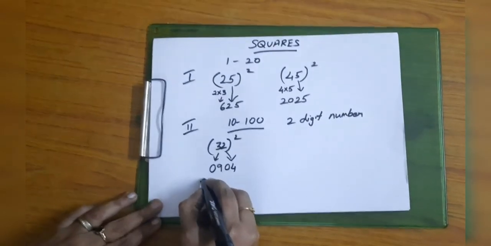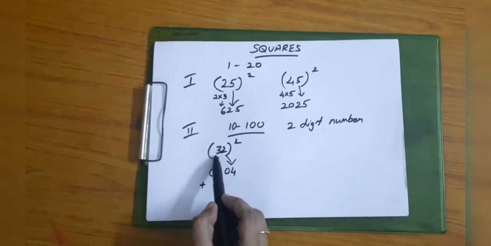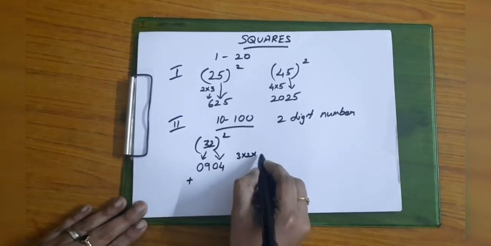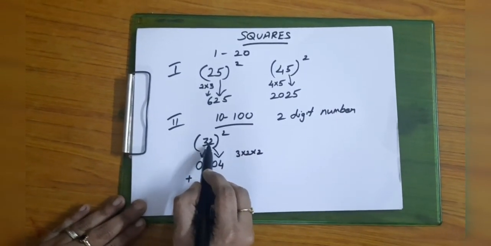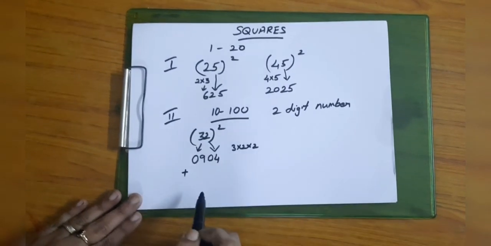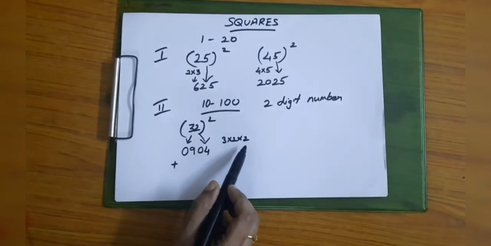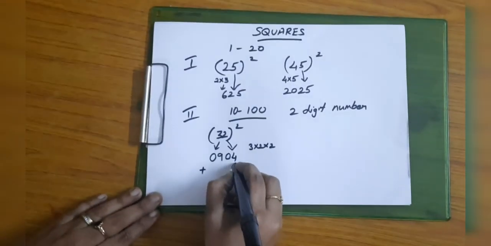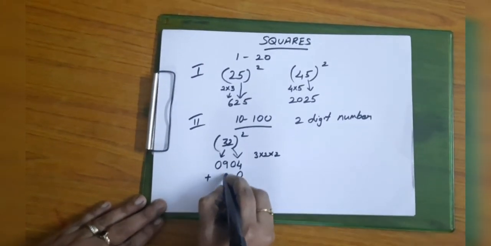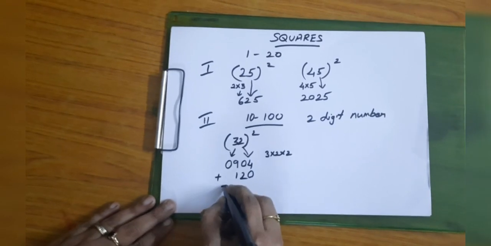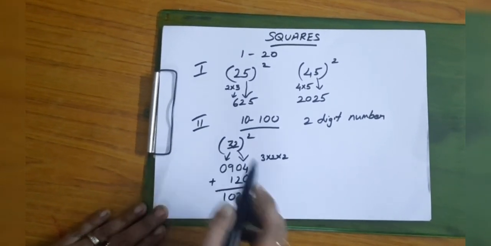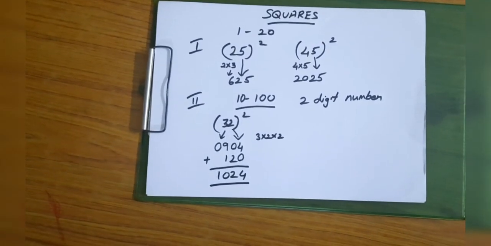Next, you have to add 3 into 2 into 2. So 3 into 2 into 2, 3 twos are 6, 6 twos are 12. So I am writing 12. First I am placing one 0 here and now I am writing 12. So now add it. This is 32 square.